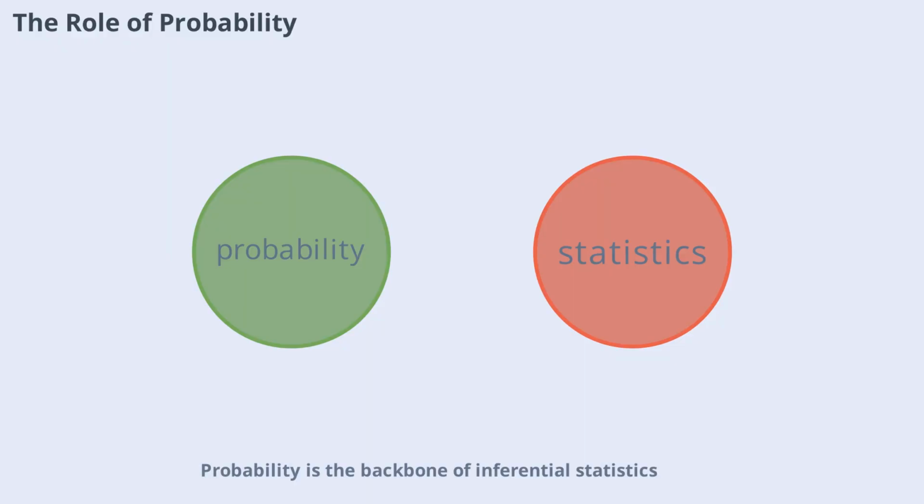Probability is the backbone of inferential statistics. It helps us quantify uncertainty and assess the likelihood of different outcomes. When we say there's a 95% chance that a result falls within a certain range, we're using probability to express our confidence.